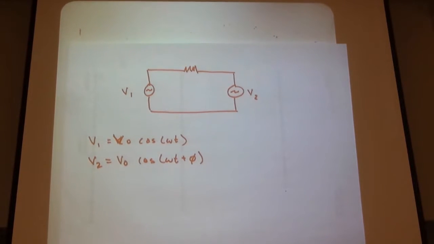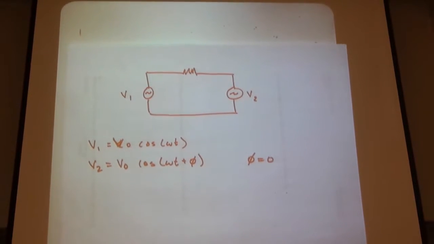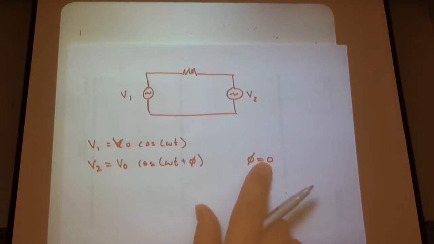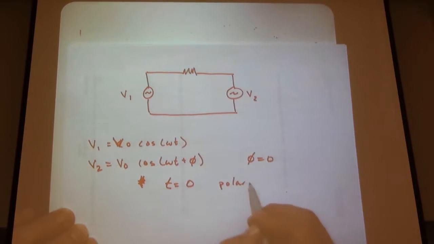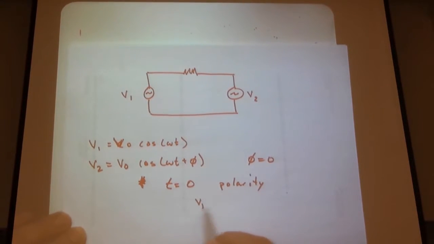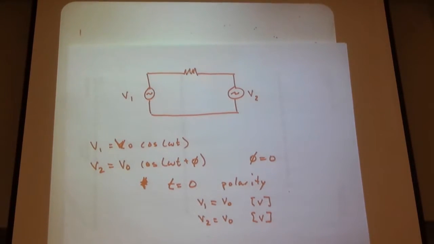If phi is 0, and we want to be careful here for a moment, these two are in phase. But what does that mean to be in phase? So I've drawn this with a little squiggly line for getting our normal polarities. When we define this as 0, we want to say at t equals 0, polarity. We need a reference when we think about this. At t equals 0, then V1 equals V naught volts, and V2 equals V naught volts. But in what direction? And so we do need to be a little bit careful. We haven't really used polarity, but we need a reference polarity when we talk about phase. And that matters here as well.